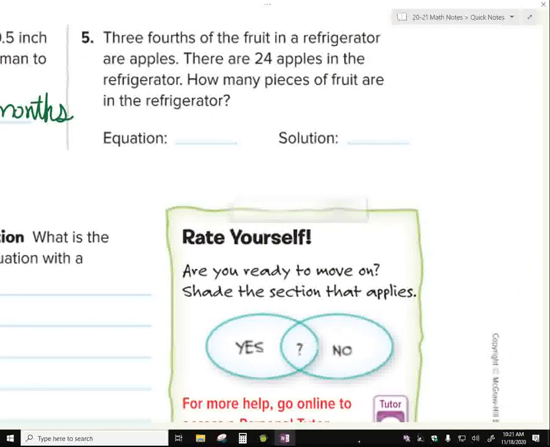Three-fourths of the fruit in a refrigerator are apples. There are 24 apples in the refrigerator. Maybe it's like the school refrigerator. How many pieces of fruit are there in the refrigerator? So this one doesn't say each or per, but we're talking about 24.